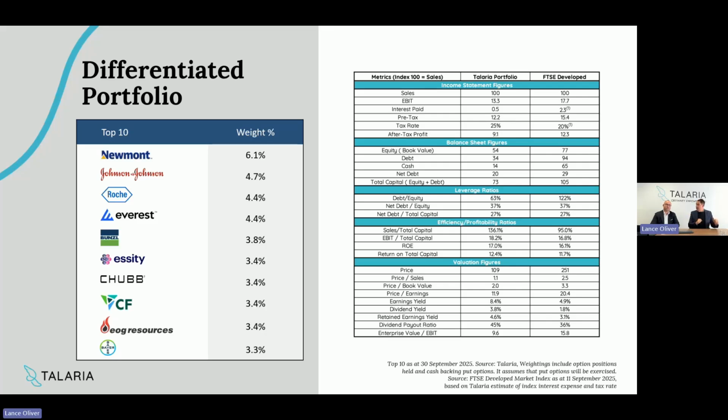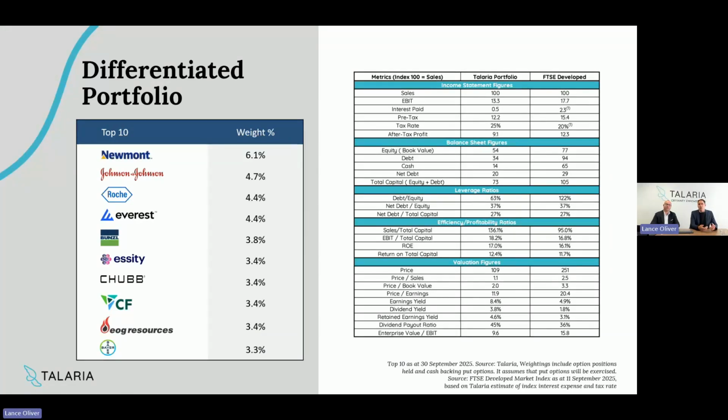On a backward-looking basis with today's portfolio, it's always been at a discount, but that average discount has been around 15%. The absolute low of the discount at the end of 2021 was around 30%. So we're well below that.